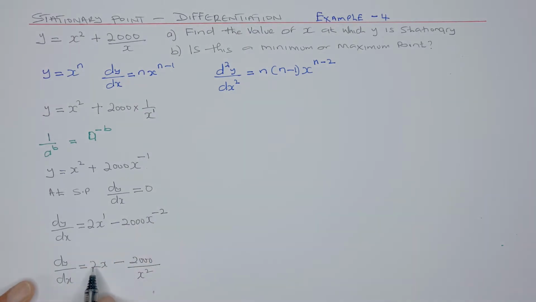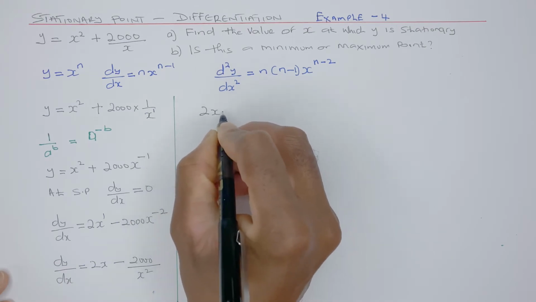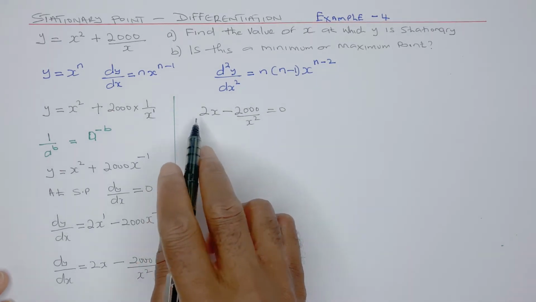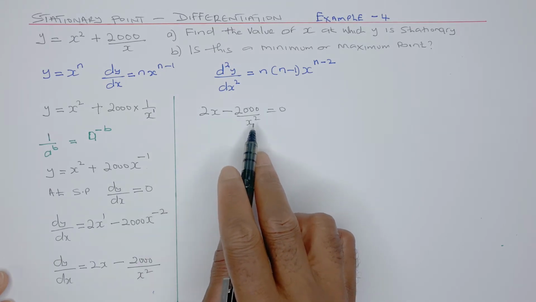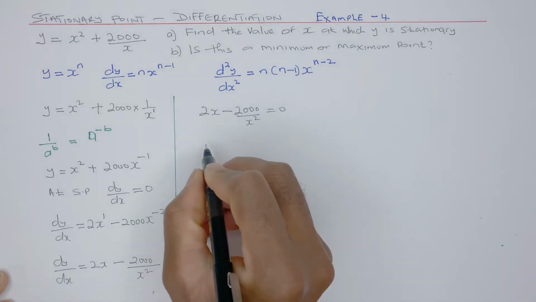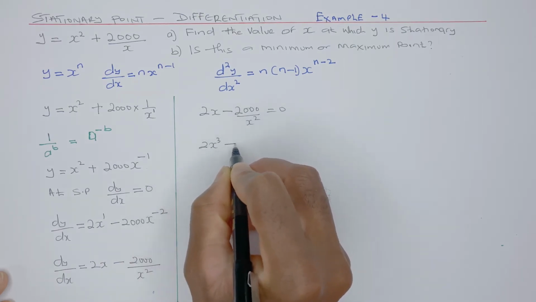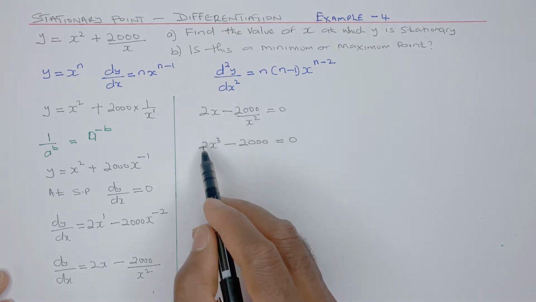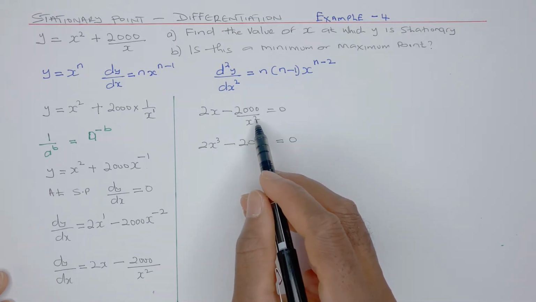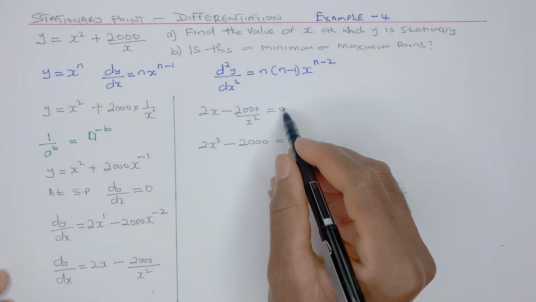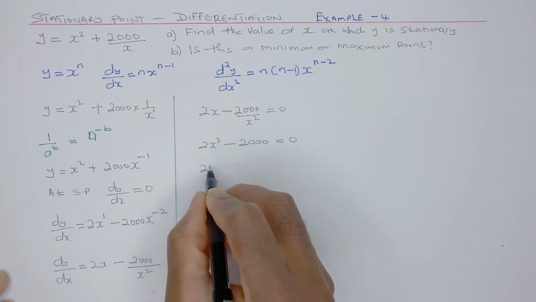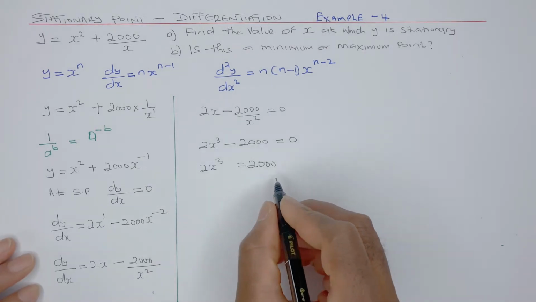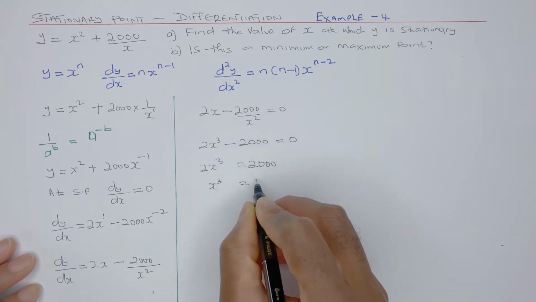We know at the turning point that function equals 0. 2x minus 2000 over x squared equals 0. So the best thing is to multiply both sides by x squared to get rid of the x squared in the denominator. So that will be 2x cubed minus 2000 equals 0. 2x times x squared is 2x cubed. 2000 over x squared times x squared will be 2000. 0 times x squared is 0. Now, 2x cubed will be equal to 2000. If I divide both sides by 2, x cubed equals 1000.